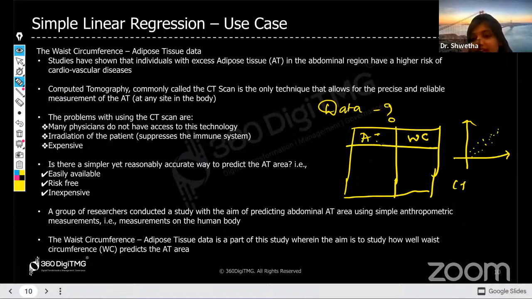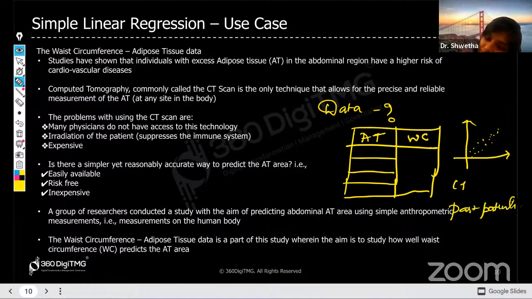So the adipose tissue values were taken from the past patients. Okay. People who had undergone CT scans and who had adipose tissue values in them, those were taken and the waist circumference of those people were also considered.